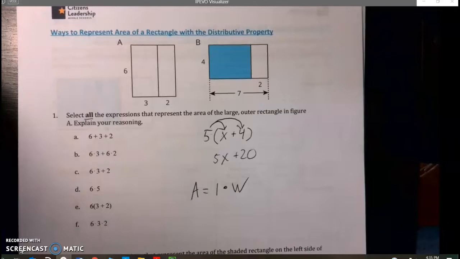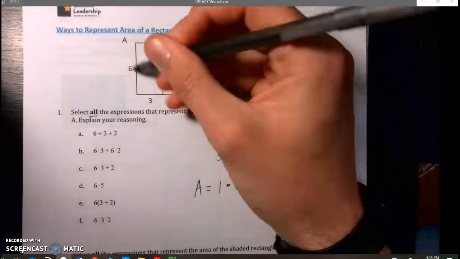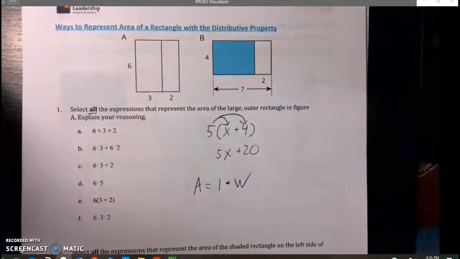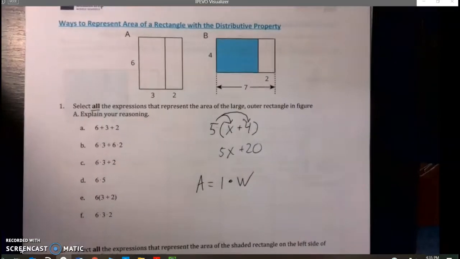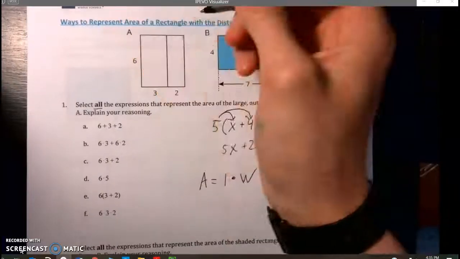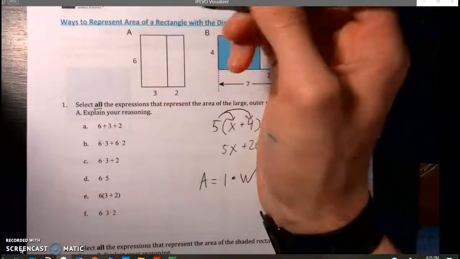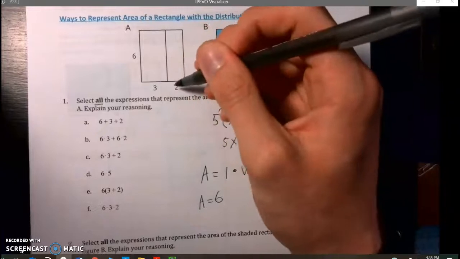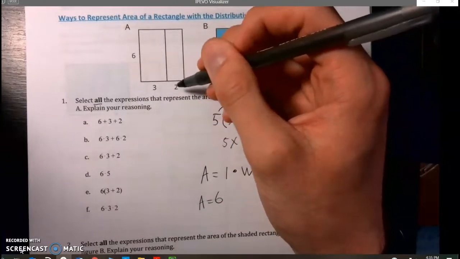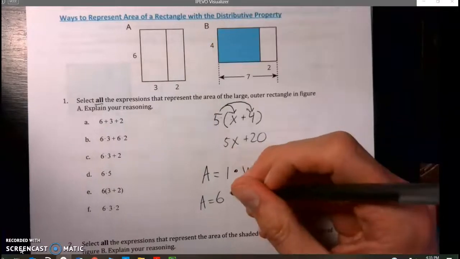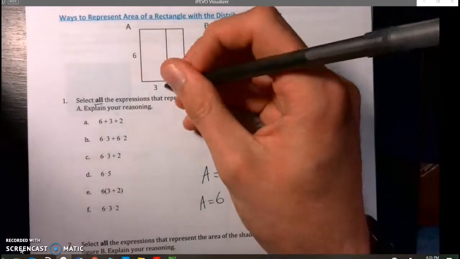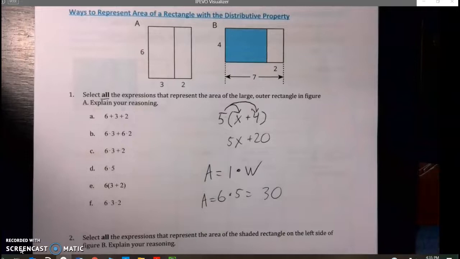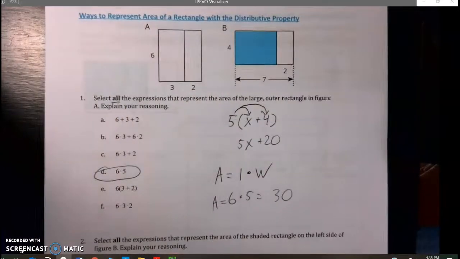Explain your reasoning. So essentially, they're saying, what is the area of this entire rectangle? Not just this one, not just this one, but the whole thing together. So area equals length times width. So we'll call this our length. The length is 6. All right, awesome. That's pretty easy. But now the width is 2 different numbers. So if I'm doing both of these things, I could say 3 plus 2 together. I know that's 5. So 6 times 5 is 30. And I can see right here, that's an option.